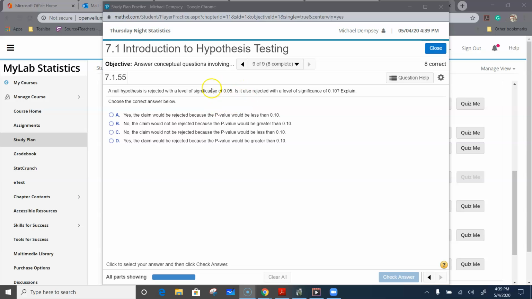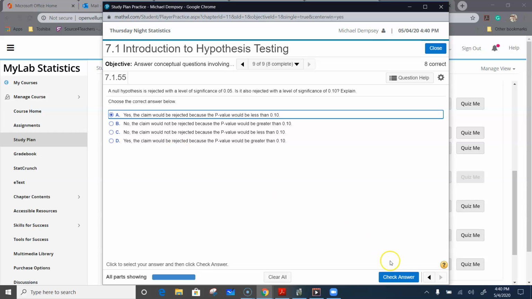So remember what these significance levels mean, right? If the significance level is 5%, then we're going to reject the null hypothesis anytime we get a statistic that happens 5% of the time when it's true. Well, if we get something that happens 5% of the time, then surely something that happens 10% of the time is going to be significant as well. So when it says choose the correct answer below, the claim would be rejected if the p-value is less than 0.05. That's a pretty concise way to say it. Then the p-value would be less than 0.1 as well.